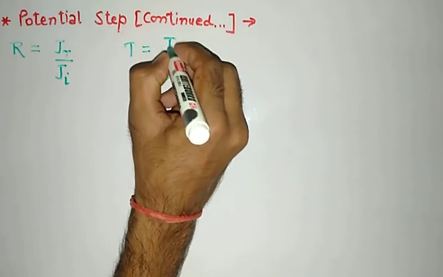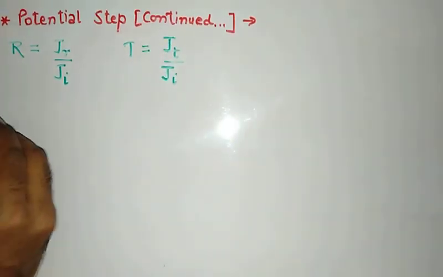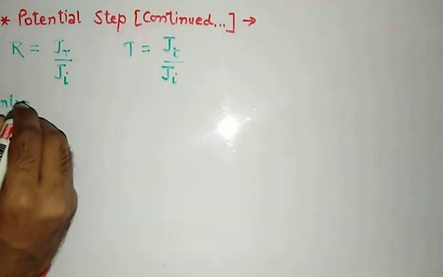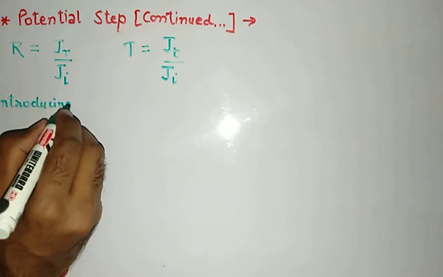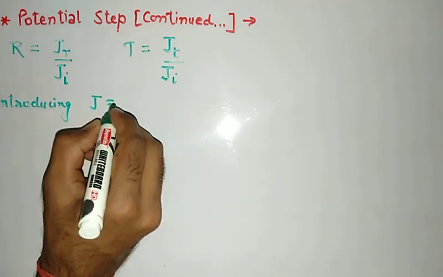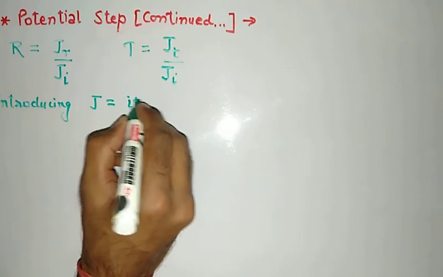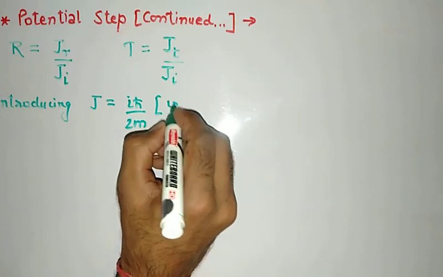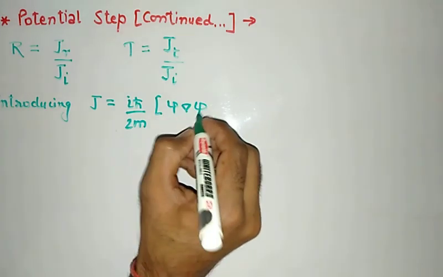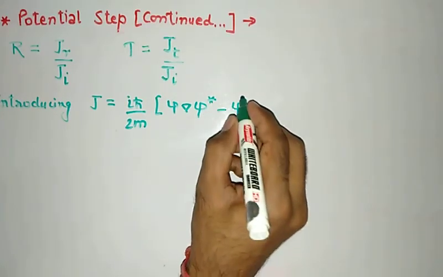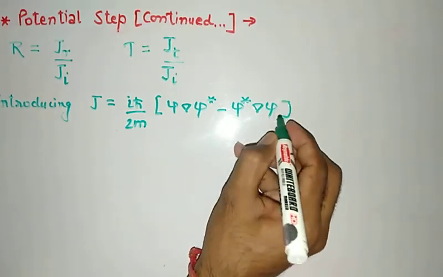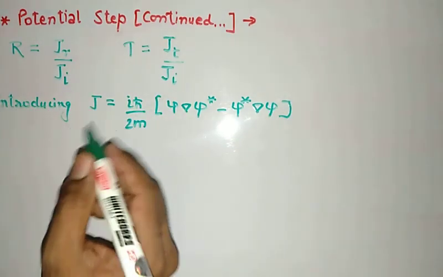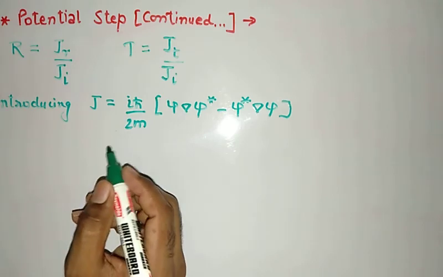Now we will find J. For J we introduce the current density, which is i h cut upon 2m, psi del psi star minus psi star del psi. Okay, so we will calculate one by one for Ji, Jr and Jt.